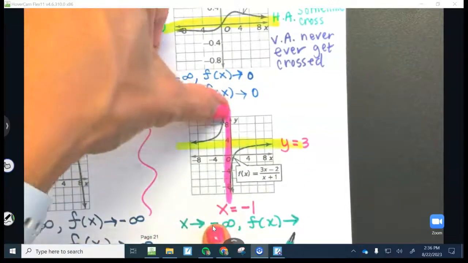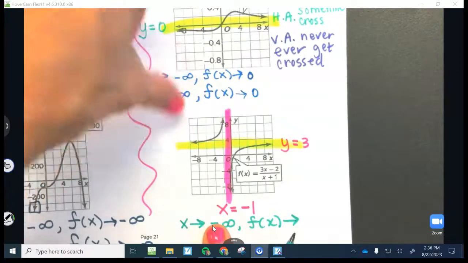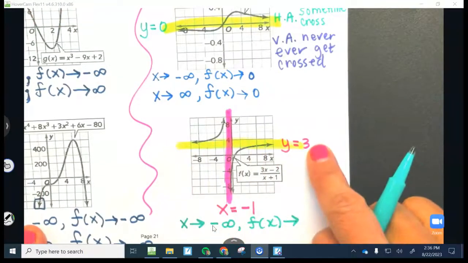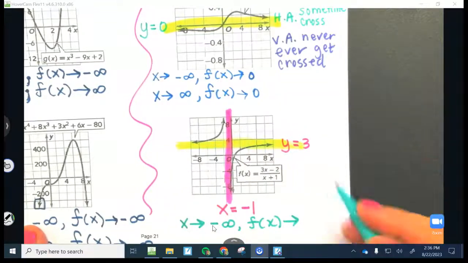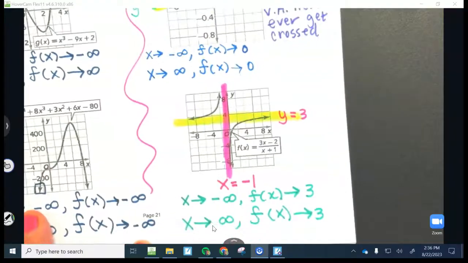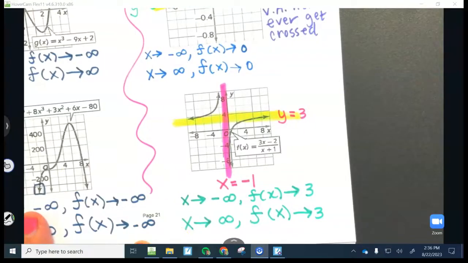So as this graph is getting closer and closer to negative infinity, what is this approaching? You just wrote it. What is the graph approaching? 3. Yes, that's right. What about when it's approaching positive infinity? Same thing. Great job. Yes, yes, yes. And that is end behavior.